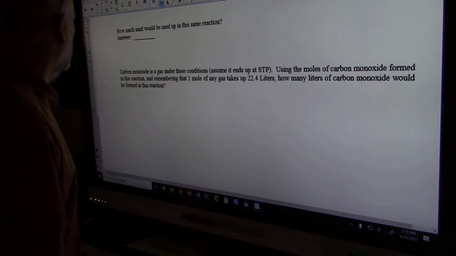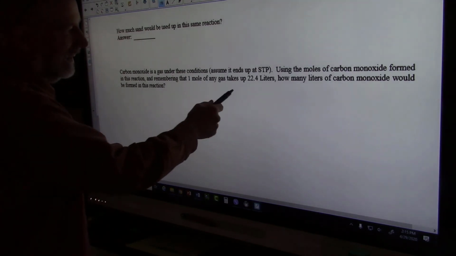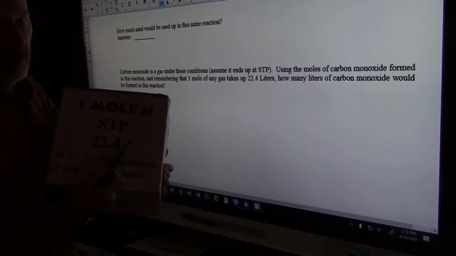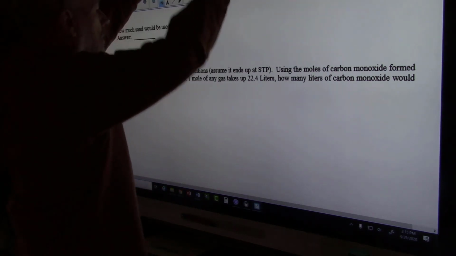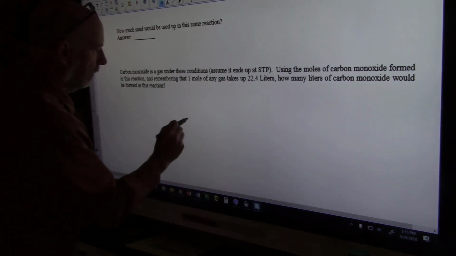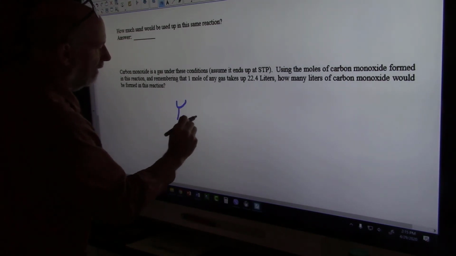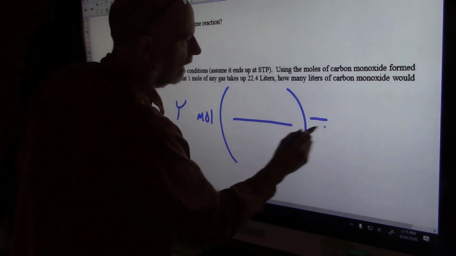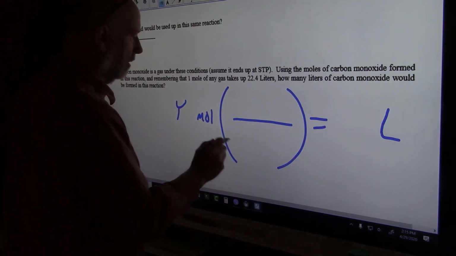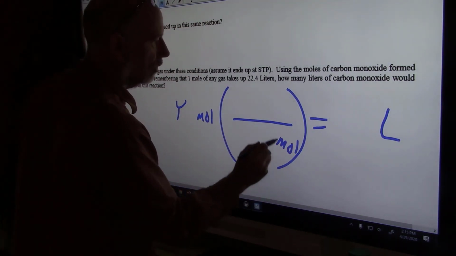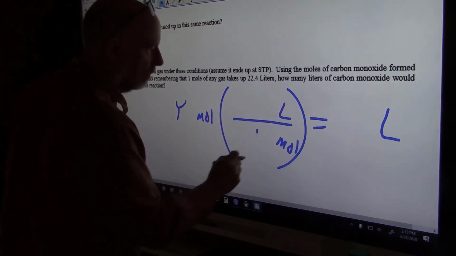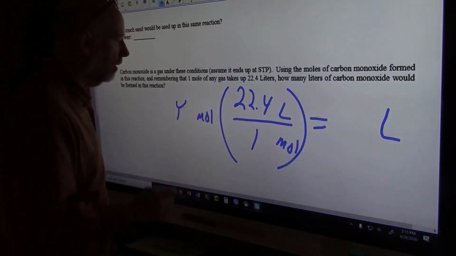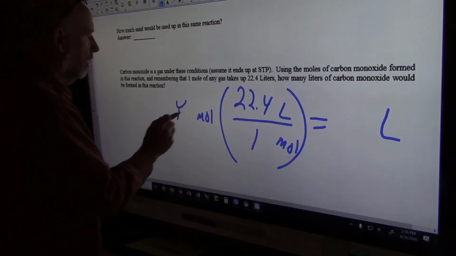Using the moles formed in this reaction, remember that 1 mole of any gas takes up 22.4 liters. So you'll have some number of moles of gas, I'm going to call it Y. And you want to get liters, get rid of moles, cancel moles, get liters. 1 mole is, how big is a mole box? 22.4, we did this a long time ago. Cancel out, take your number of moles.